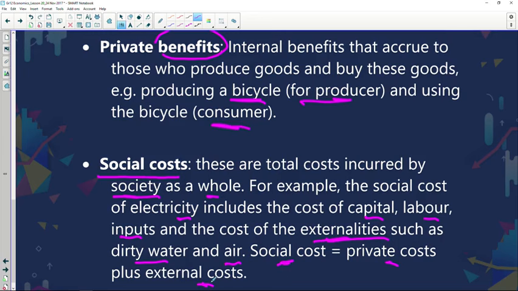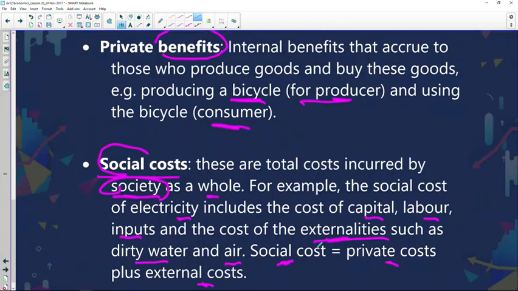Okay, so we as society, we incur these costs, and hence we call them the social costs, because if you're looking at the social environment, you are looking at society. So we as a society end up incurring these costs. For example, when electricity is produced, we're looking at the cost of capital, the financial resources and the resources that are needed in order to enable that action to happen, labor and other inputs.